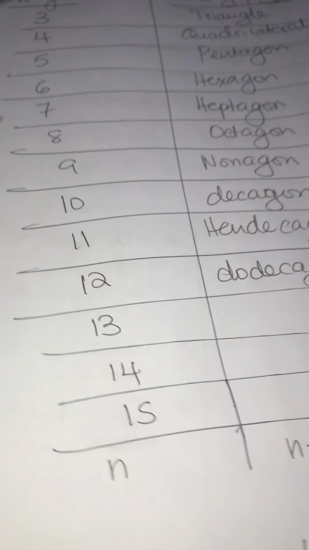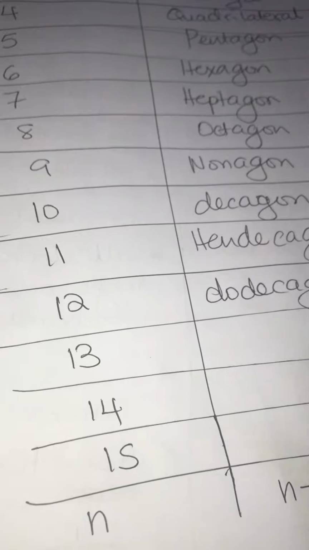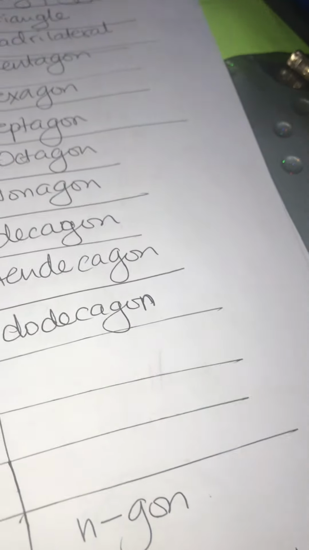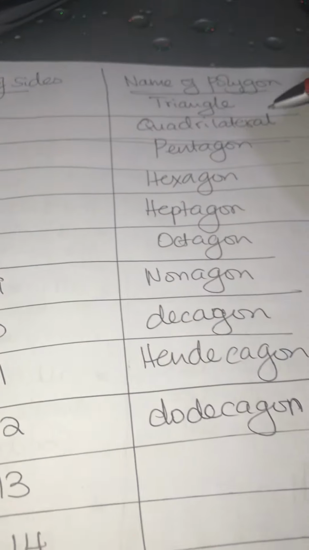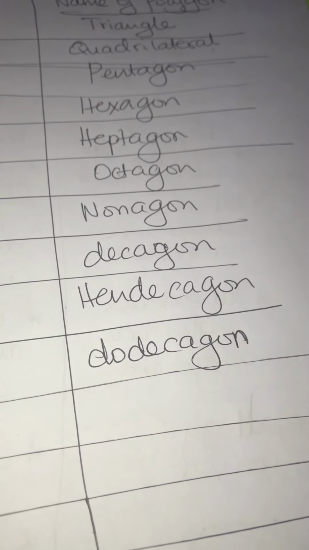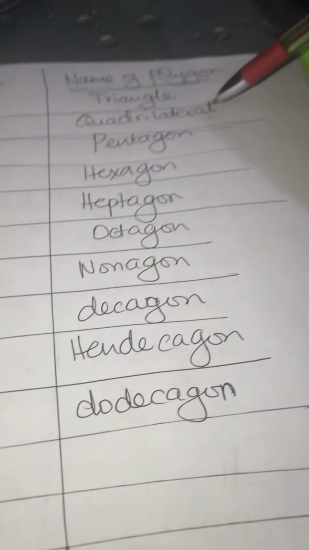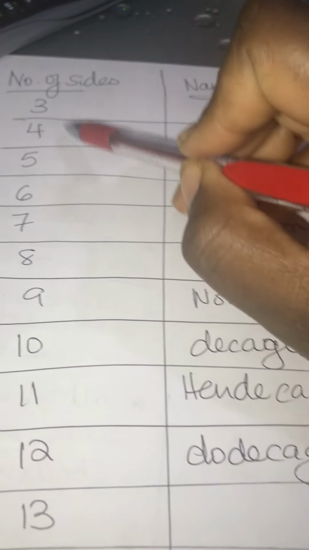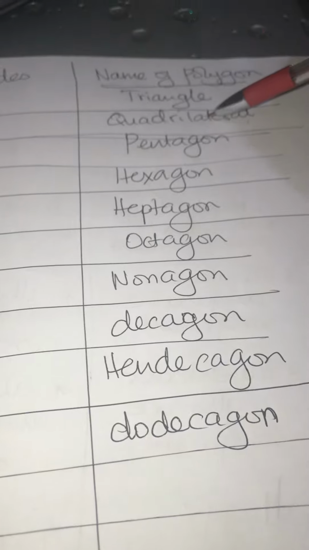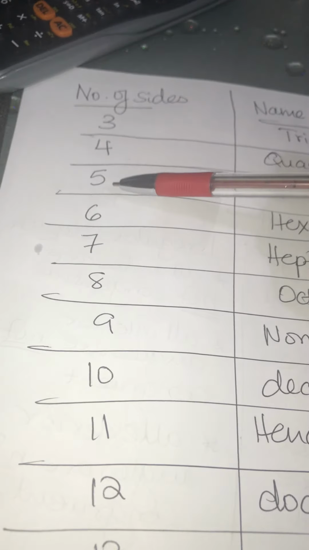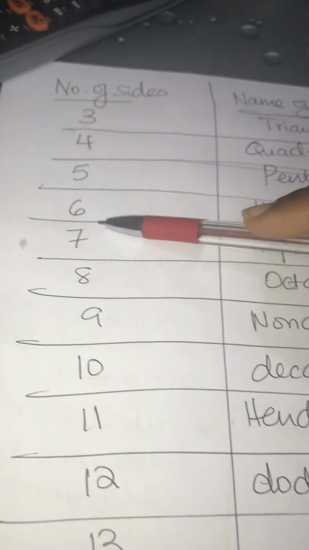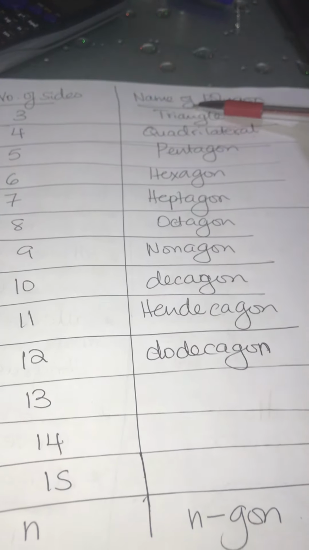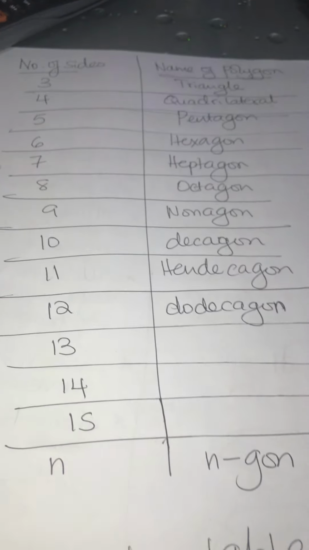Then you should know the names of the polygons. If I tell you I am a three-sided shape, what is my name? Triangle. I am a four-sided shape. Quadrilateral. I don't want to hear square. Use the correct vocabulary. A four-sided shape is a quadrilateral. 5, pentagon. 6, hexagon. You should know all these names.